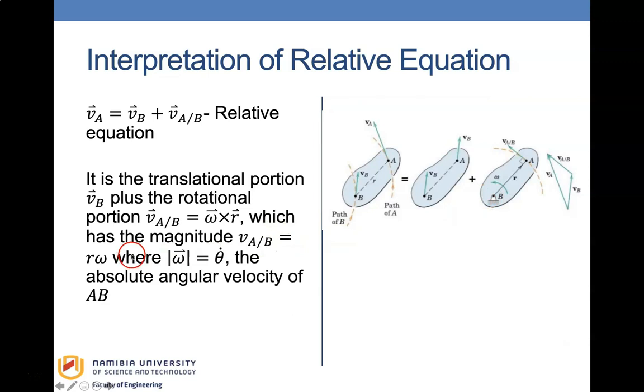And then we said that the magnitude of the relative velocity of A with respect to B will be equal to R omega, where the absolute value of omega is actually your theta dot, the differential of the angle through which it moved. So this is the absolute angular velocity of AB.